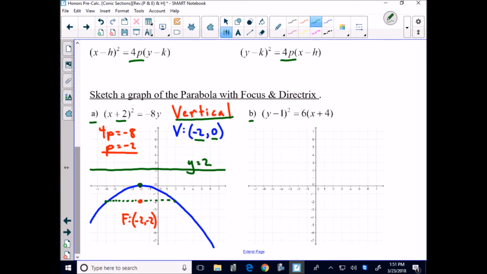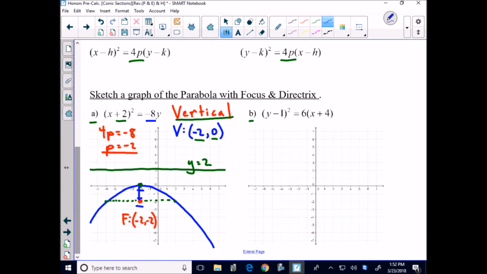And that gives us our vertex right there as the ordered pair (-2, 0). Now right here we can take that coefficient multiplying the y expression, which in this case is just y, and set it equal to 4p to determine the focal length. When we set 4p equal to -8, we get p equals -2, which means that we are going down from our vertex to the focus.